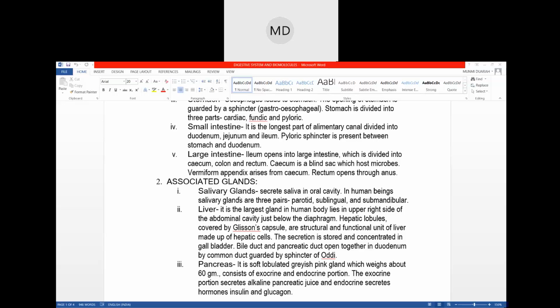The salivary gland is a type of exocrine gland. Glands are of three types. Just for your knowledge, not required in this portion.